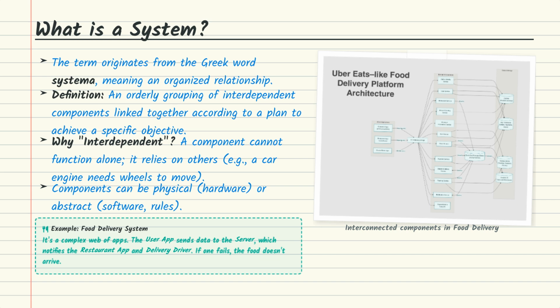What exactly is a system? Derived from the Greek word systema, it is an orderly grouping of interdependent components linked together to achieve a specific objective. Components are interdependent, meaning they cannot function alone. For example, a food delivery system relies on the user app, server, restaurant app, and driver to achieve its goal.